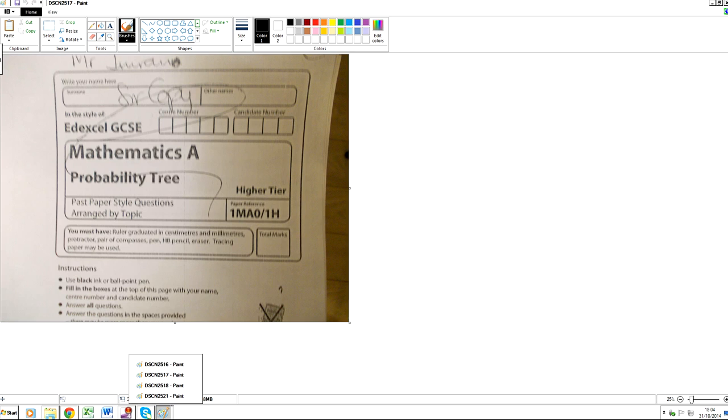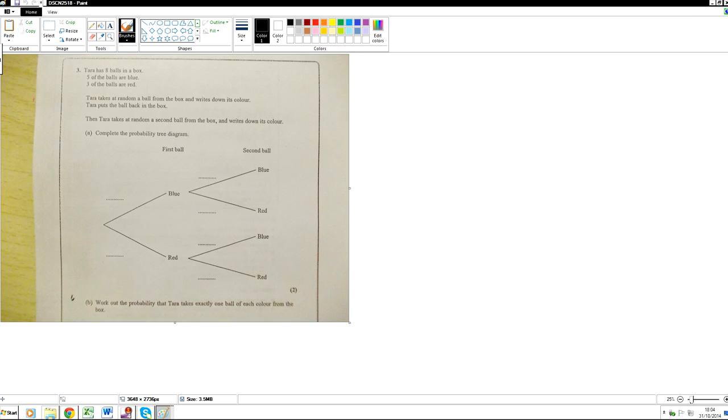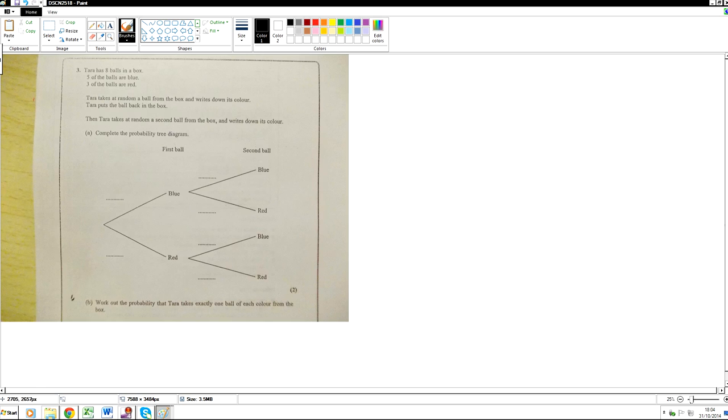Tara has 8 balls in a box. That one. Found it. Okay, here we go. Let's try recording here. Okay, Tara has 8 balls in the box. 5 of the balls are blue. Okay, 3 of the balls are red. Tara takes a random ball from the box and writes down its color. Tara puts the balls back in the box.